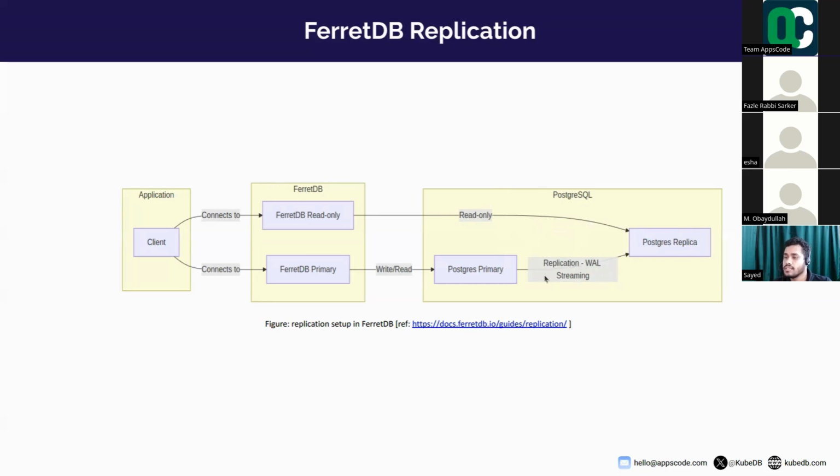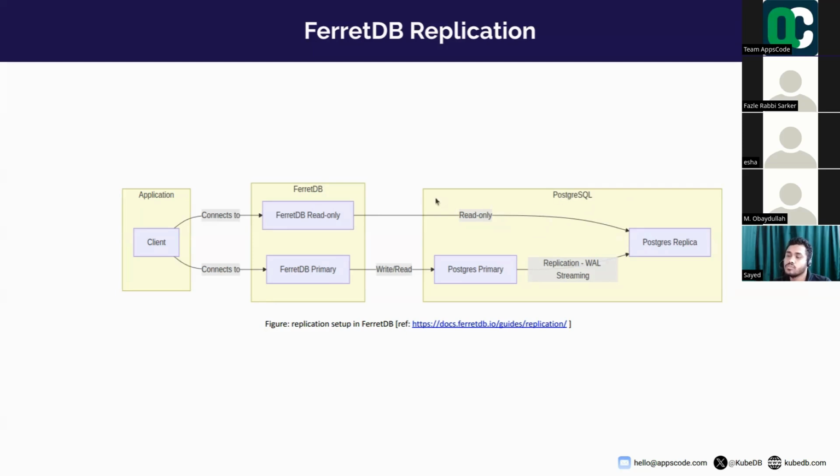Basically, when a CRUD operation happens on the Postgres primary server, then after committing the data into the primary server, it also creates a WAL. The WAL is transferred to the Postgres replicas, and after that the WAL is applied to all the Postgres replicas, and this is how Postgres gets synced between primary and secondary.